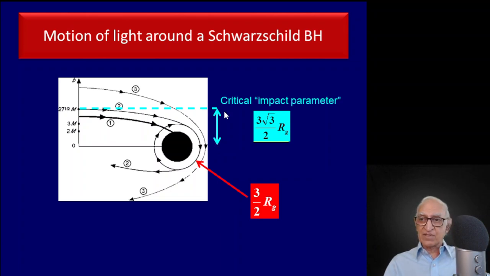That impact parameter has a value 3 square root of 3 divided by 2 times the Schwarzschild radius. Where did this magical number come from? Don't worry, that comes if you look at this problem very carefully. If you want to read more about it, I suggest you look at Landau and Lifshitz's Classical Theory of Fields, for example, or any other book on general relativity. I just want you to know that there is such a critical impact parameter whose value is 3 root 3 by 2 times the Schwarzschild radius.